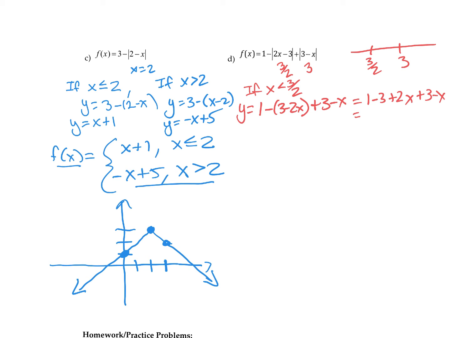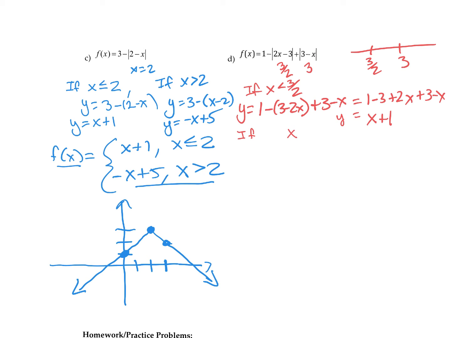So we've got x, the 3's cancel, so it looks like we've got x plus 1. Okay, so taking care of one piece. Next up, I'll just write that there.